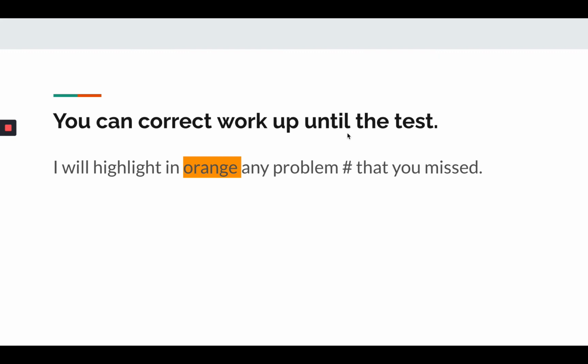I will highlight in orange any problem that you missed on an assignment. So if this is your assignment, this person missed number 9. If it's not highlighted, it means you got it correct. Great job. If you miss a question, it'll be highlighted for you.